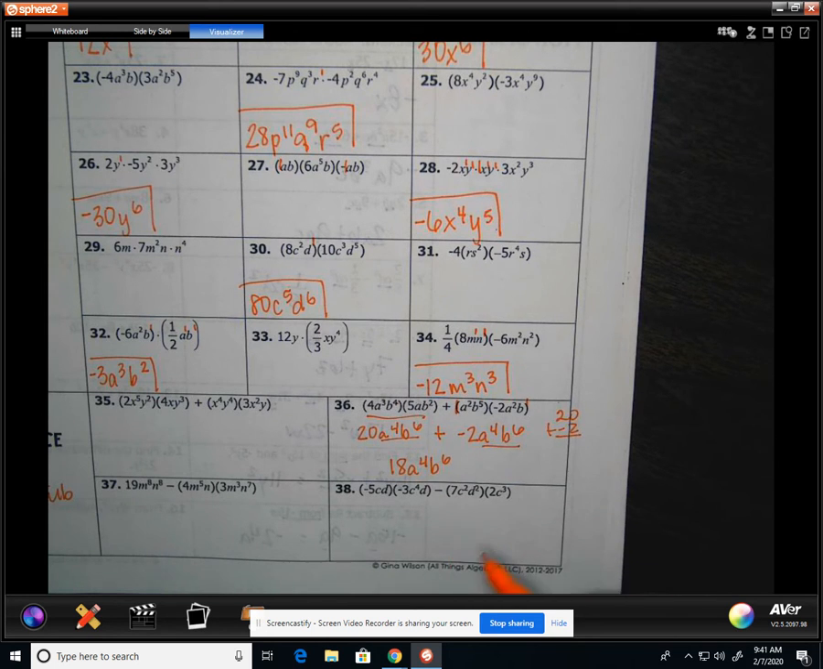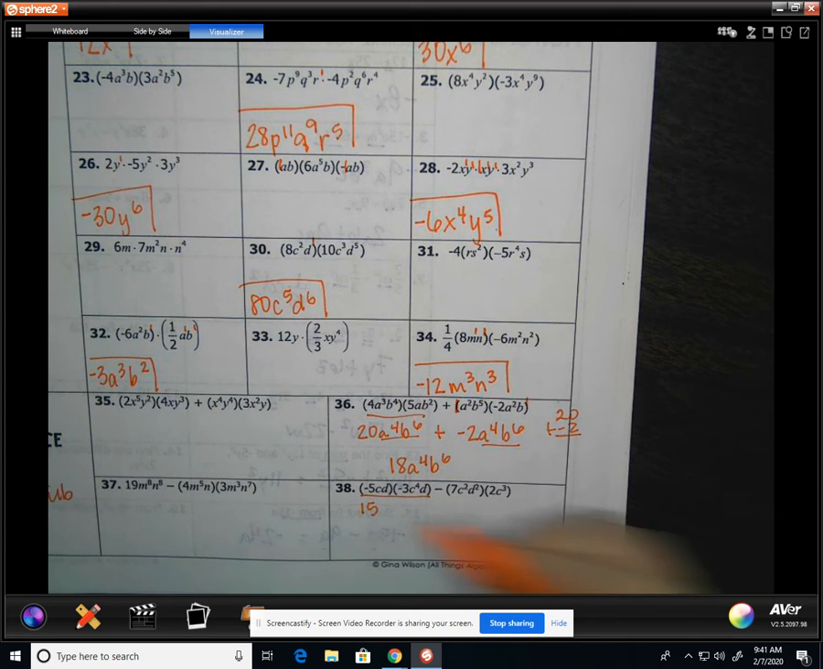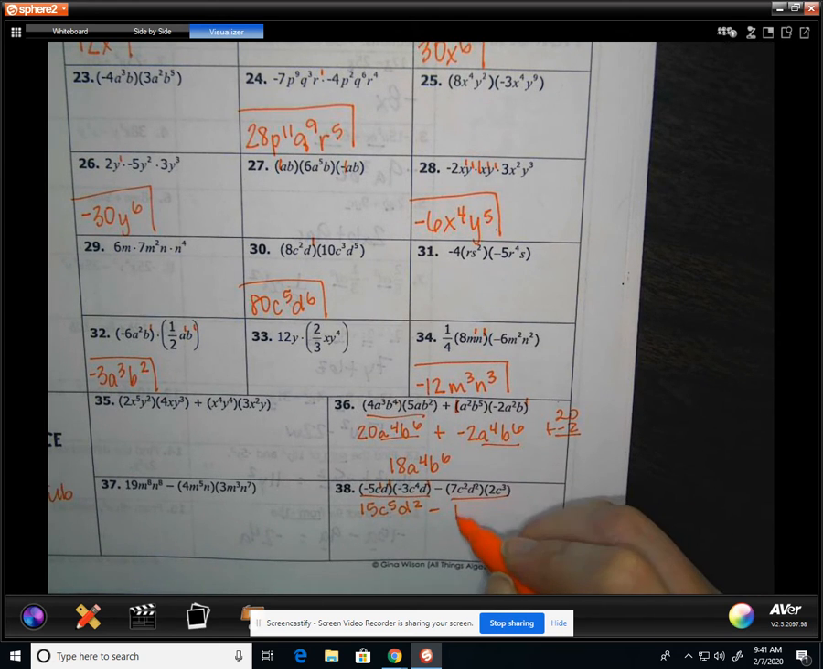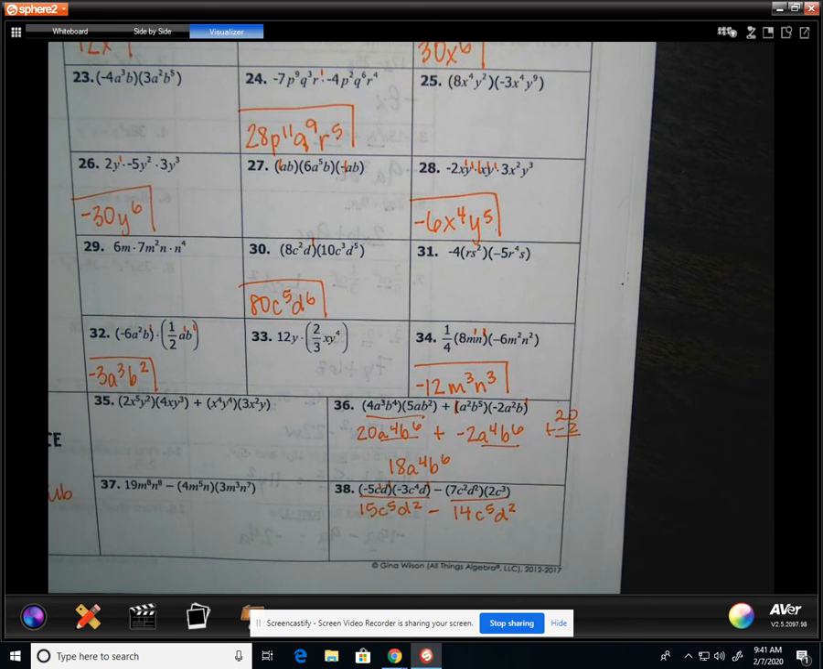Okay, for 38, first thing we're going to do is multiply this side. -5 times -3 is 15. c^1 and c^4, 1 plus 4 makes c^5. d^1 and d^1, 1 plus 1 makes 2, so d squared. Keep that minus sign. 7 times 2 is 14. c^2 and c^3, 2 plus 3 is 5. I have a d squared and there's no other d's, so I just keep d squared.